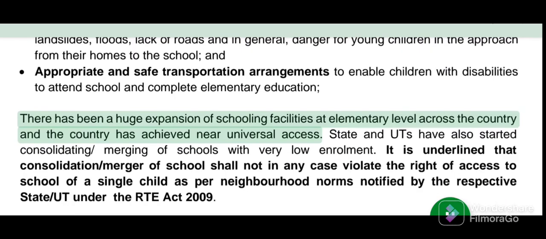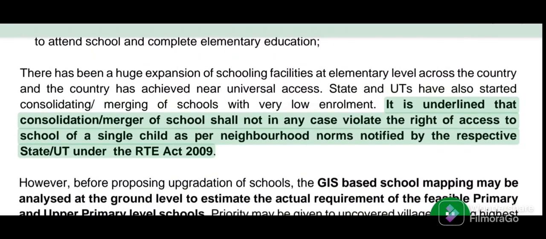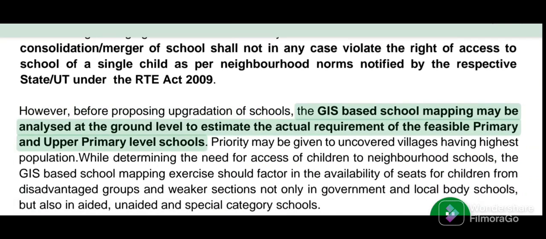There has been a huge expansion of schooling facilities at elementary level across the country, and the country has achieved near universal access. States and UTs have also started consolidating, merging of schools with very low enrollment. It is underlined that consolidation/merger of schools shall not in any case violate the right of access to school of a single child as per neighborhood norms notified by the respective state/UT under the RTE Act 2009. However, before proposing upgradation of schools, the GIS-based school mapping may be analyzed at the ground level to estimate the actual requirement of the feasible primary and upper primary level schools.